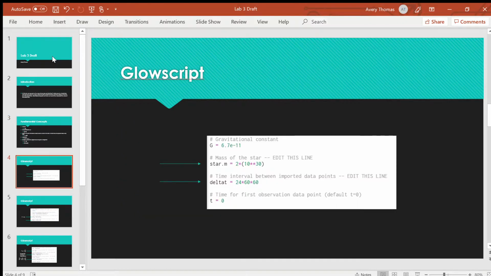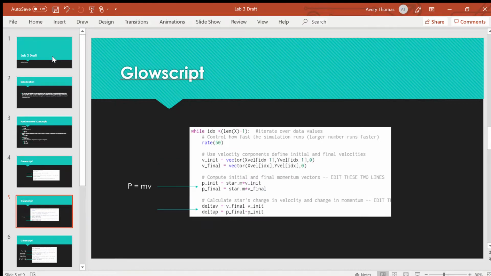For my GlowScript code, I began by setting my initial conditions. I changed the star's mass to the given value of 2 times 10 to the 30th kilograms and then changed the time interval to 1 day in seconds. I then began my calculations. We first had to find the initial momentum and final momentum, which were both the star's mass multiplied by the corresponding velocity. Then the change in velocity and the change in momentum were both set to equal the final minus the initial of those values.